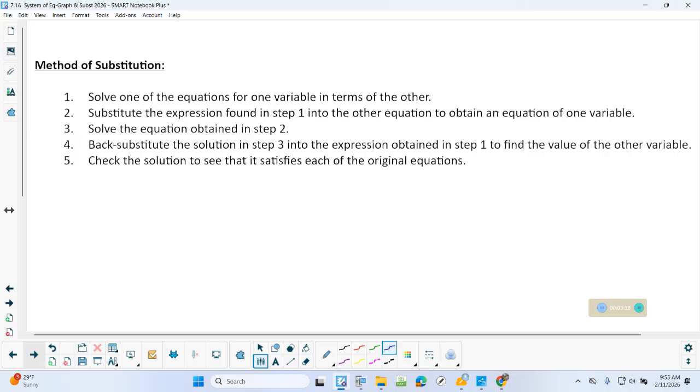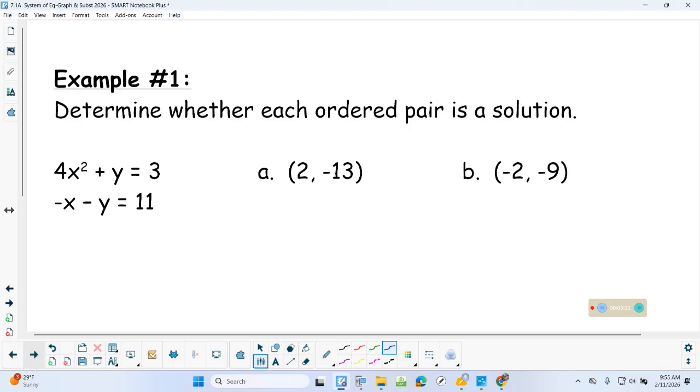It's my pro tip. I'm going to substitute it into the other equation. We're going to solve it. We're going to back substitute to get your second answer, everything we just did. And I'm sure we all check our answers to make sure they're right. We're going to talk about how you check your answers here in a minute. This would be how you would check your answers.